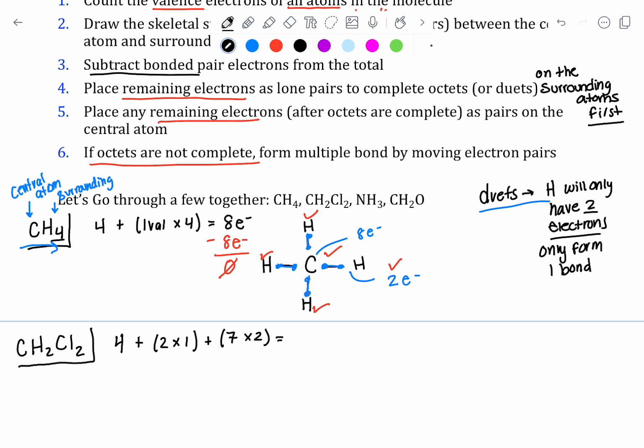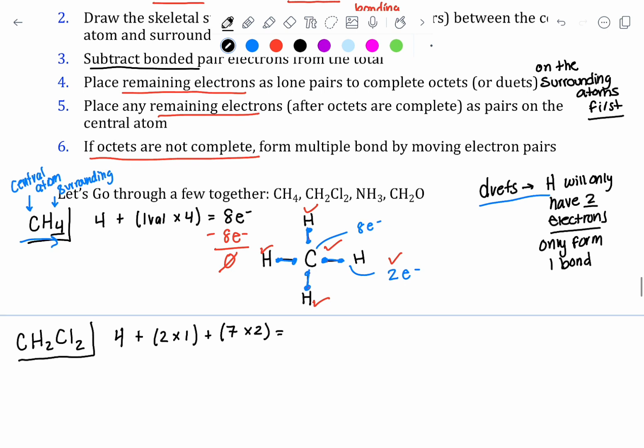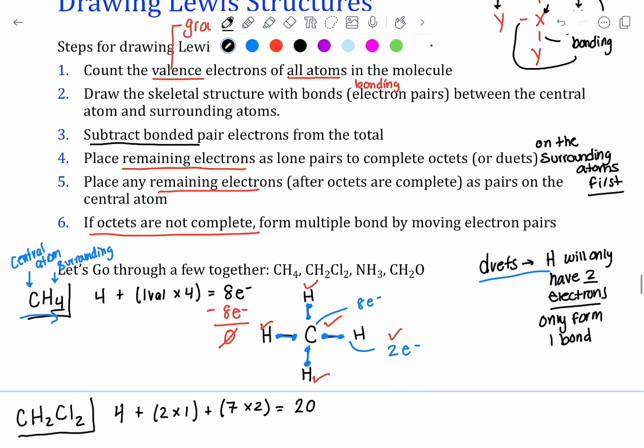Okay, so now we have to add that up together. Feel free to use your calculator. It is always fine to use calculators on these simple types of math because you never want to be missing electrons. If we add up our total number of valence electrons in CH2Cl2, we get 20 electrons. Okay, so that's step 1.